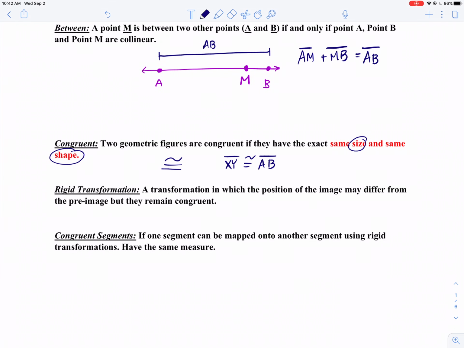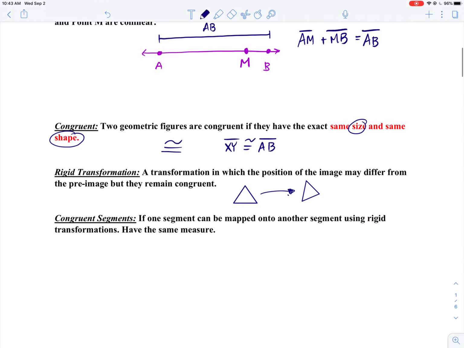Okay. Next definition we're going to talk about is rigid transformation. It's a transformation in which the position of an image may differ from the pre-image, but they remain congruent. So it's like if I had a triangle, for instance, if I did this. Let's see if I can get my computer to work. Let's do this. And if I took this guy and I turned it, right? So it's going to have the same size and shape, but it's been oriented differently. Okay. And we're going to go a lot more in depth about transformations when we talk about them.